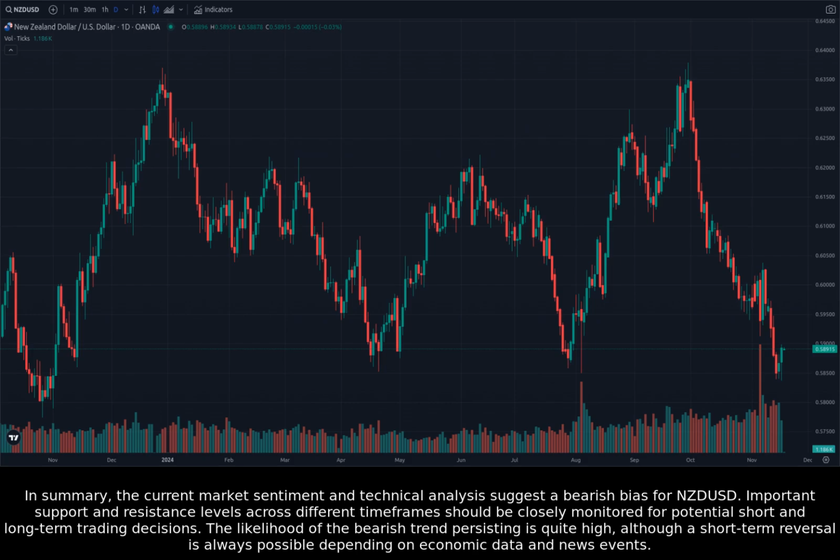In summary, the current market sentiment and technical analysis suggest a bearish bias for NZDUSD. Important support and resistance levels across different timeframes should be closely monitored for potential short and long-term trading decisions. The likelihood of the bearish trend persisting is quite high, although a short-term reversal is always possible depending on economic data and news events.